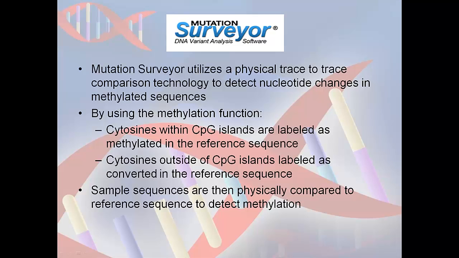Mutation Surveyor utilizes a patented physical trace-to-trace comparison technology to detect nucleotide changes in methylated sequences. By using the program's methylation function, Mutation Surveyor displays methylated and unmethylated cytosine positions in the reference trace. Cytosines within CpG islands are marked as methylated in the reference trace, and cytosines outside of CpG islands are marked as thymine to indicate conversion. Bisulfite-treated sample files are then physically compared to the reference sequence in order to detect methylated positions.